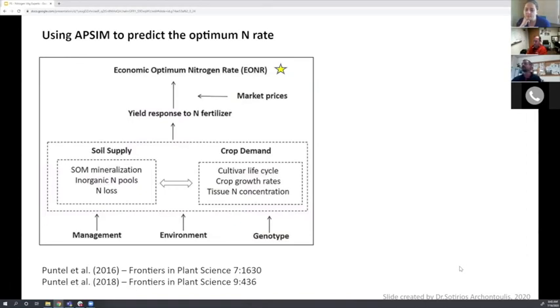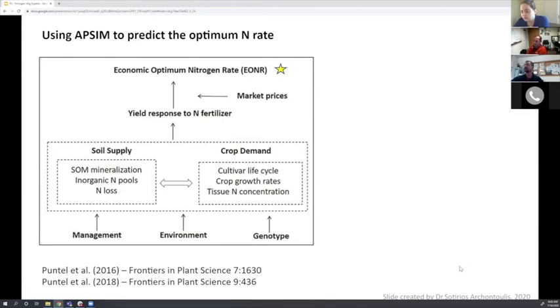Okay, what we did here with Dr. Laila Puntel, now an assistant professor at the University of Nebraska, we used 15 years of experimental data with two crop rotations, corn following corn and corn following soybean. And we used APSIM to predict the economic optimum nitrogen rate. I would like to define what the economic optimum nitrogen rate is and how we calculate it. It's basically the point from the yield response curve where it reaches the maximum, near the plateau.